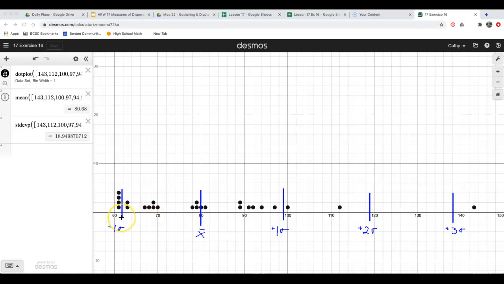Here's one standard deviation below. So the sigma is the symbol for standard deviation. So these are all the points that fall one standard deviation below. Here's one standard deviation above. And I'm just taking the mean, 80.6, and adding 18.9 to get to here, more or less.